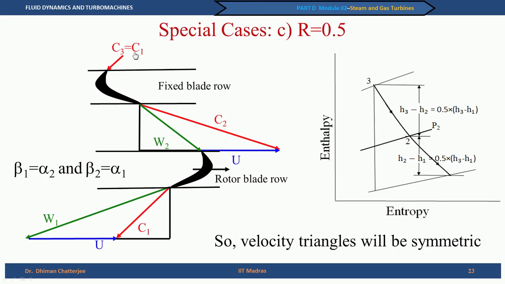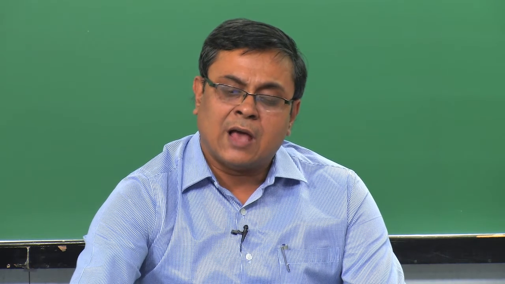And you see that C3 equal to C1, as the normal stage condition has been assumed. What comes out, C3, is the same as what comes in at the stage, C1, and beta 1 equal to alpha 2 and beta 2 equal to alpha 1, and hence the velocity triangles will be symmetric. Please do not confuse these symmetric velocity triangles with the symmetric blading assumption that we have talked about earlier.